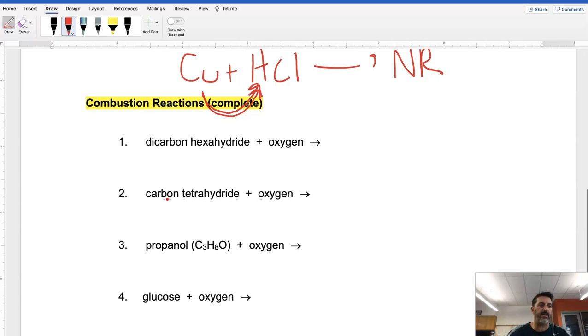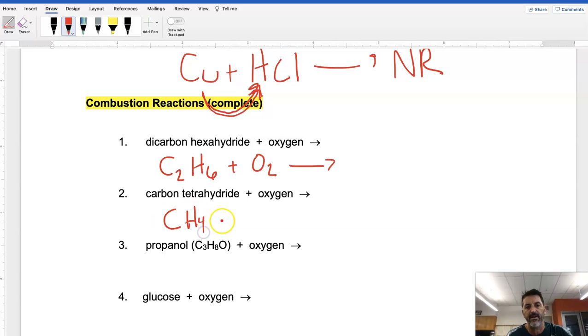And the last thing I'm going to talk about is combustion reactions. Now, combustion reactions look like this. Dicarbon hexahydride, so C2H6 plus O2 yields something. And then the next one, carbon tetrahydride plus O2. And then if I did one more, propanol. I don't expect you to know the formula for propanol, so that's why it's right there. It's C3H8O plus oxygen O2.